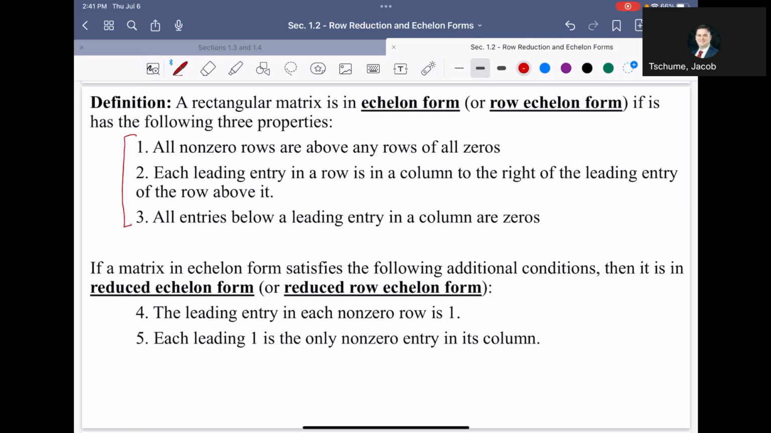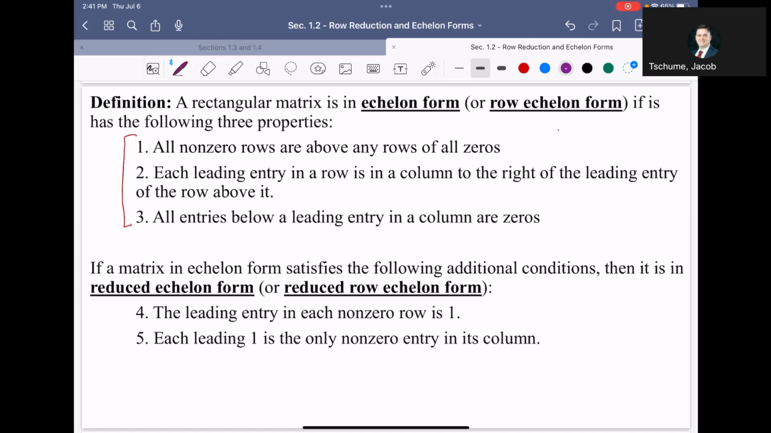And then finally, number 3, all entries below a leading entry in a column are zeros. Now, in the past video, I made you eliminate everything above and below the ones. Technically, for echelon form, you only have to make the numbers below the leading entry 0. So echelon form is kind of the basic form of what you can do. This will answer certain questions.